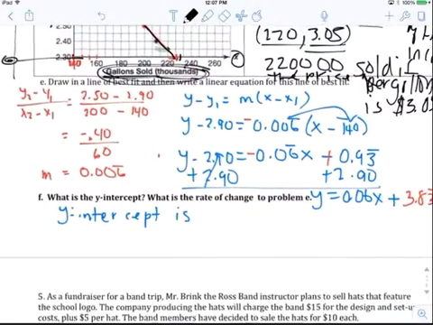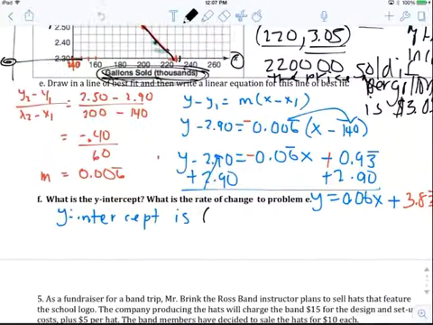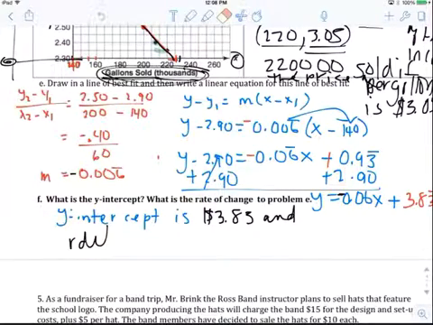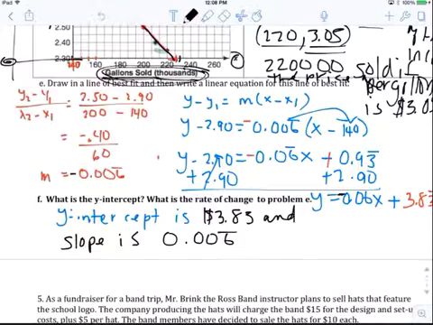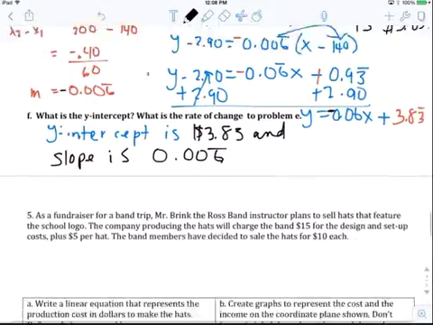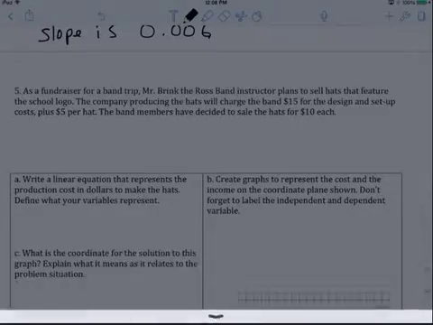Okay, the y-intercept is $3.83, and the rate of change, I need to put the negative here. I forgot the negative here, see all my negatives that I forgot. Go back and check yourself. The rate of change, or the slope, let's use slope, is negative 0.006 repeating, period. Okay. Number 5. This will be on the test right here.